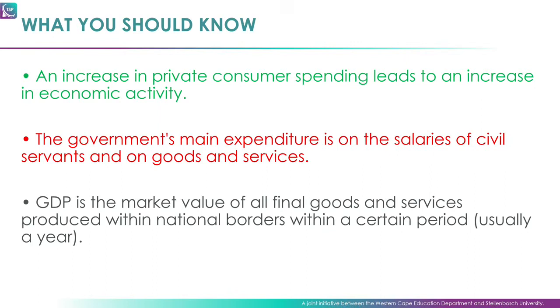You should know by now, GDP, which stands for Gross Domestic Product, is the market value of all final goods and services produced within national borders within a certain period, usually a year. Right? So many times students are able to give you this definition very beautifully, but then they end at borders. They just said the market value of all final goods and services produced within the national borders. You have to add this last part as well, within a certain period, usually a year.